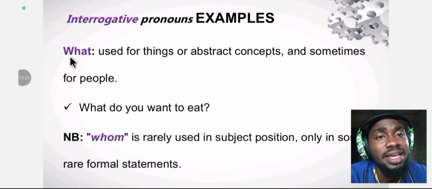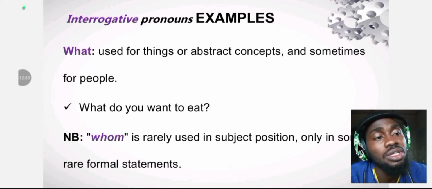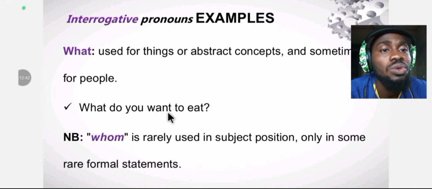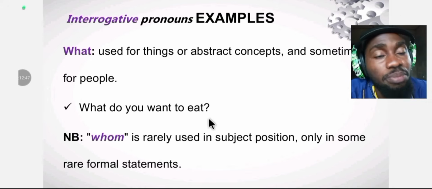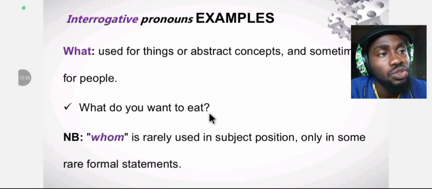Moving on, the next here is what, used for things or abstract concepts, and sometimes for people. They are used to ask questions to elicit response from people or abstract concepts. For example, what do you want to eat? Used for people, you are referring to a person, or an abstract concept, something that you can't touch, you can't see, but you know that they exist.